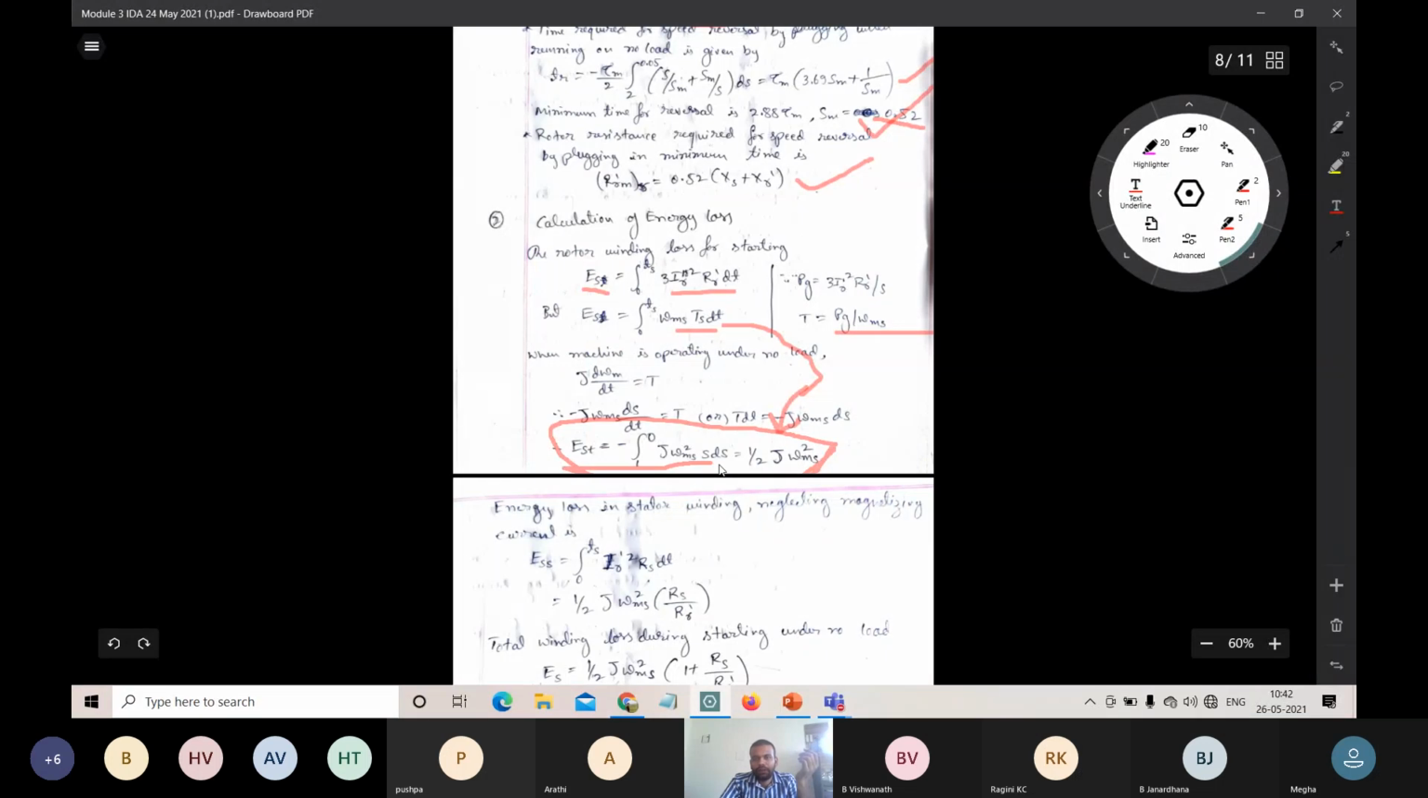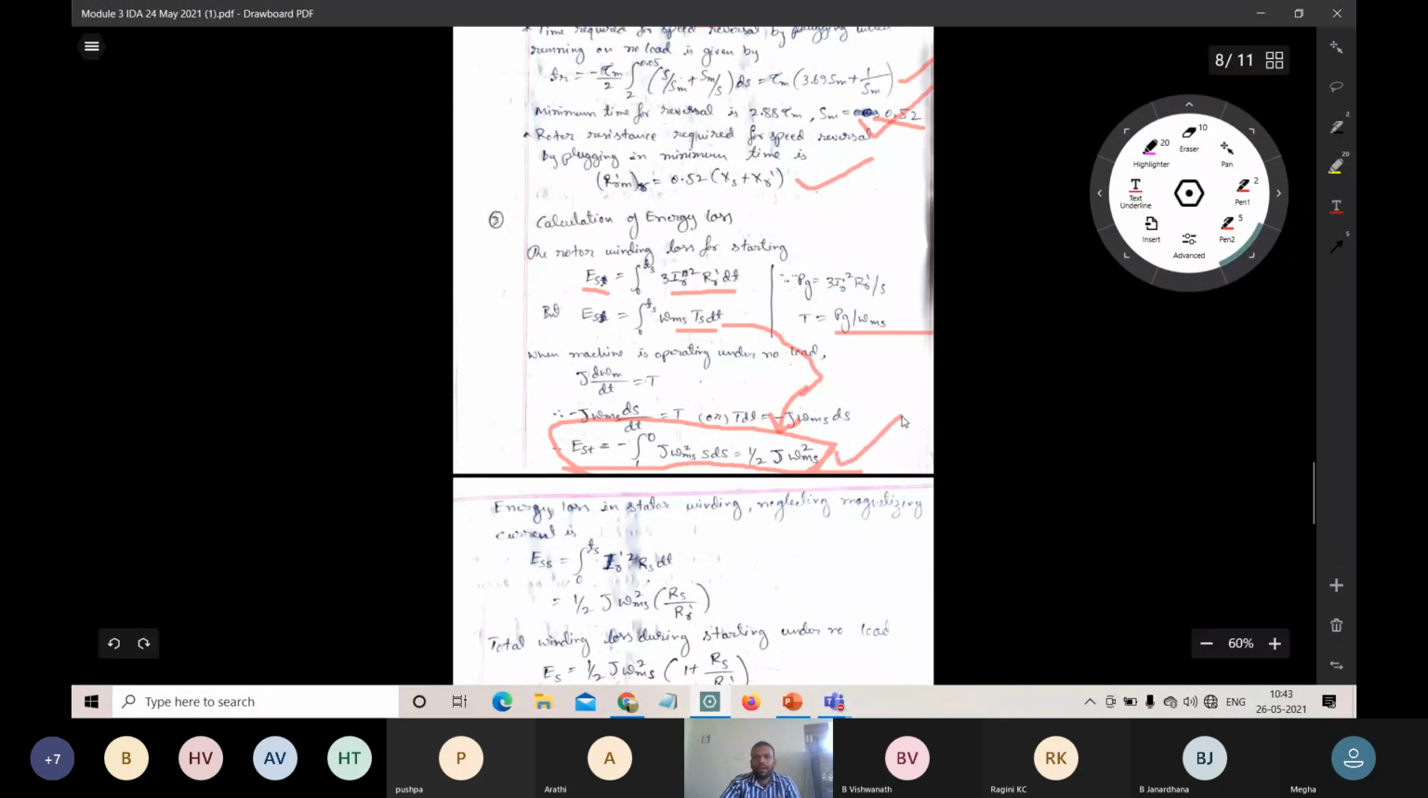Or you also witnessed one more equation, that is half of J omega ms square. These are some standard energy equations. You need to remember how best we can execute our energy equations. Just like Ohm's law, we can write Ohm's law in 5 types. So like that we can express our energy equations in different types.